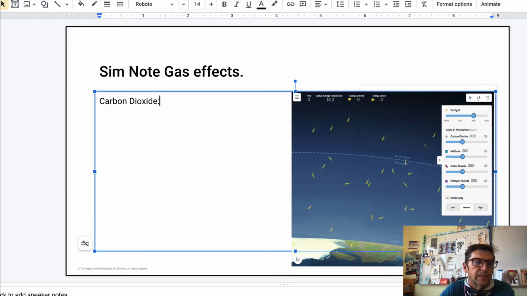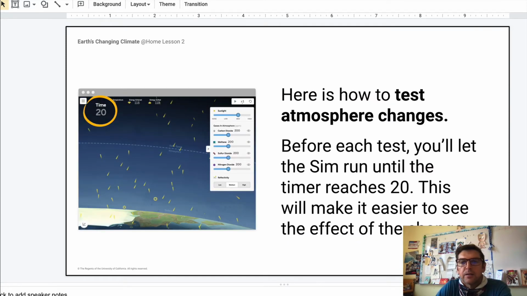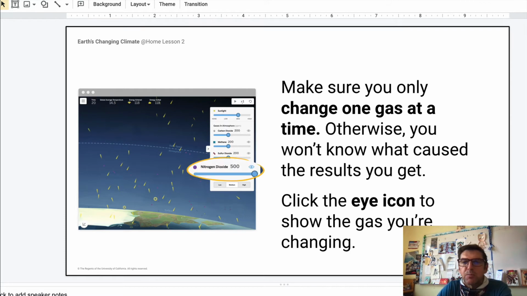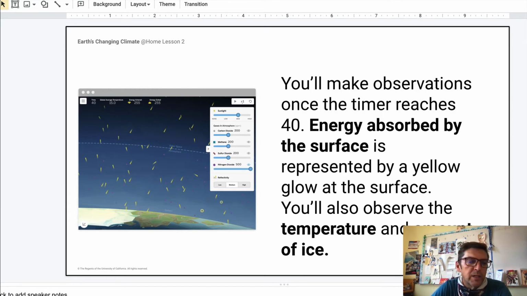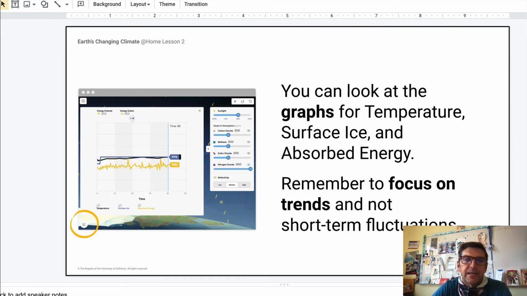All right, let's come back down here. Before each test, you're going to run the sim 20 seconds. Make sure you only change one gas at a time. Now, you can do this on your own. If you want to start working on your own, you can, or I will walk you through it right now. Otherwise, you don't know what caused the results. So we're going to change one gas at a time. We're going to write one little note about that gas, and that is it.